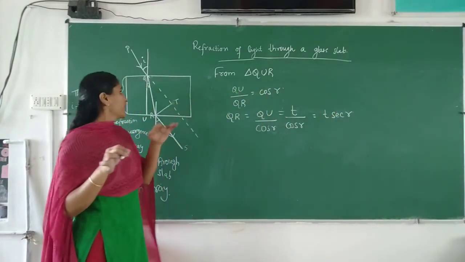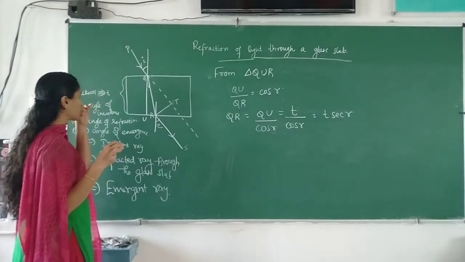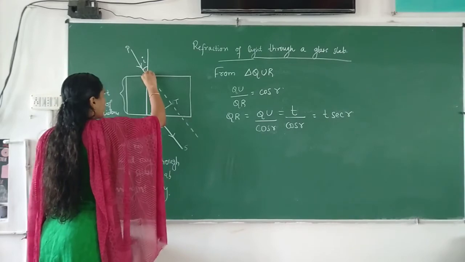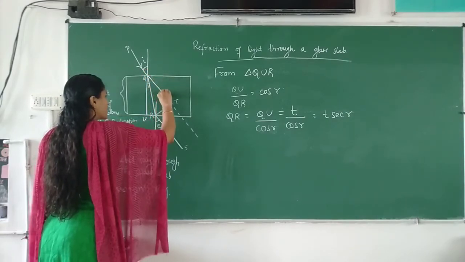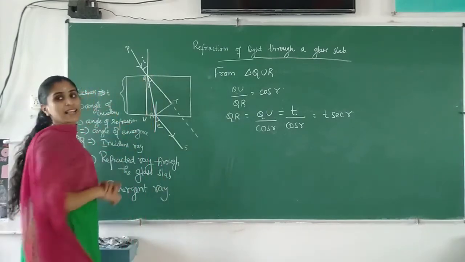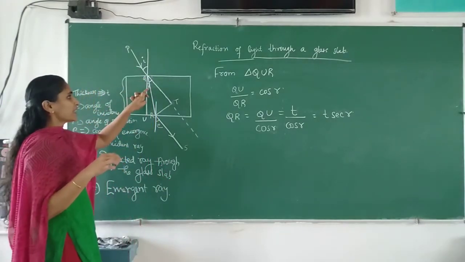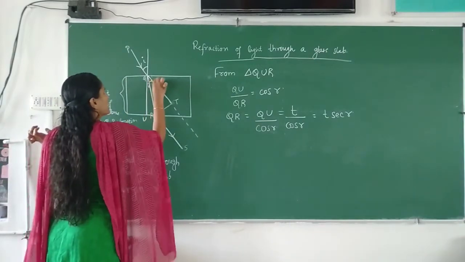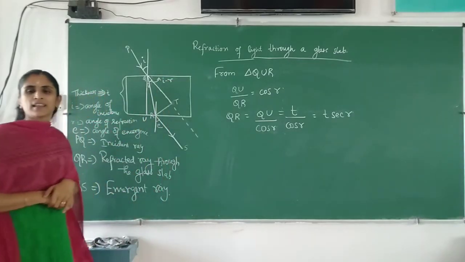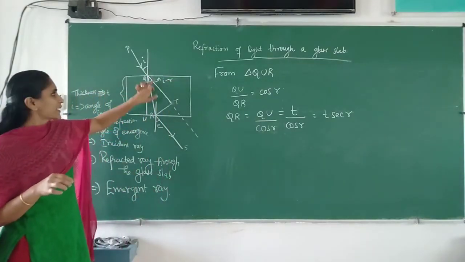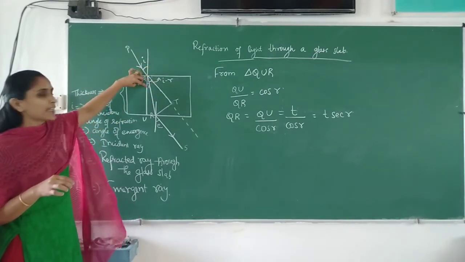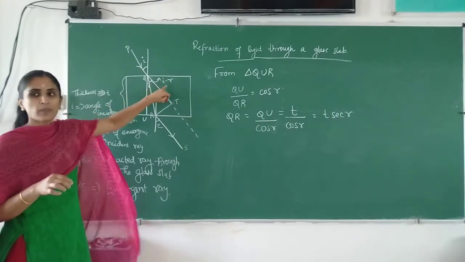Now again we can consider the triangle QRT. Okay. So what is this angle? This angle, total angle is I, this angle is R. So we can write this angle as I minus R. Can we write? Because total angle is this, vertically opposite angle should be equal. So this angle should be equal to this angle. So this angle is R. So remaining angle will be I minus R.